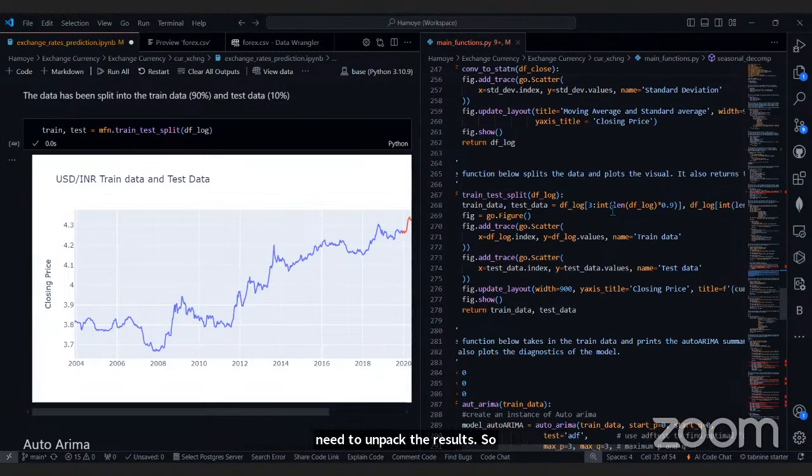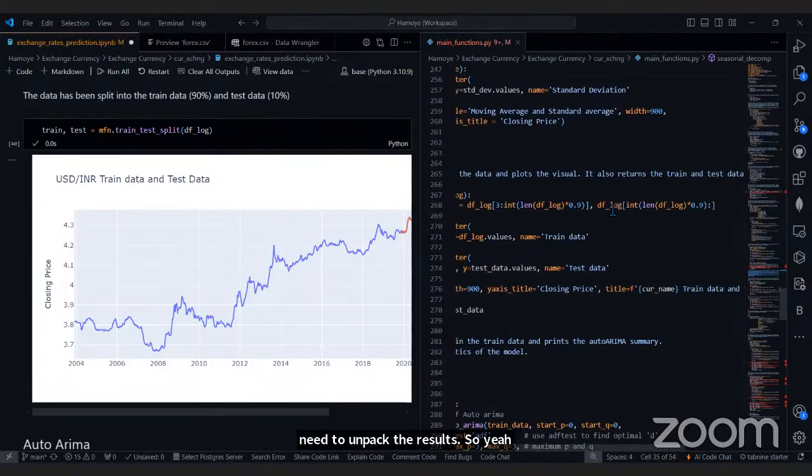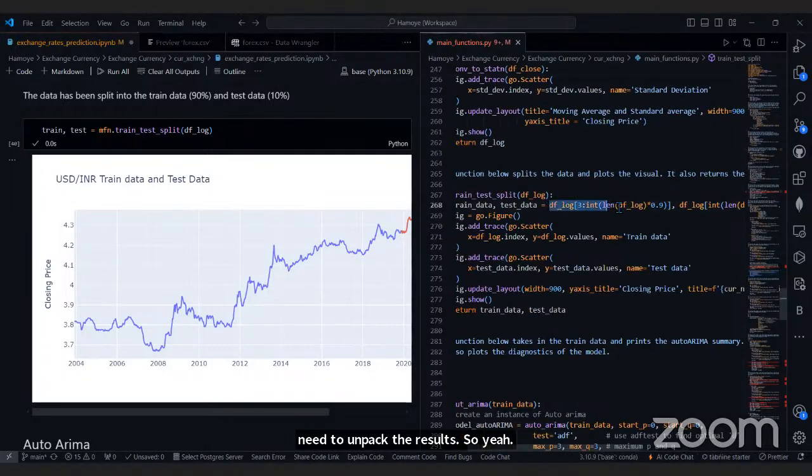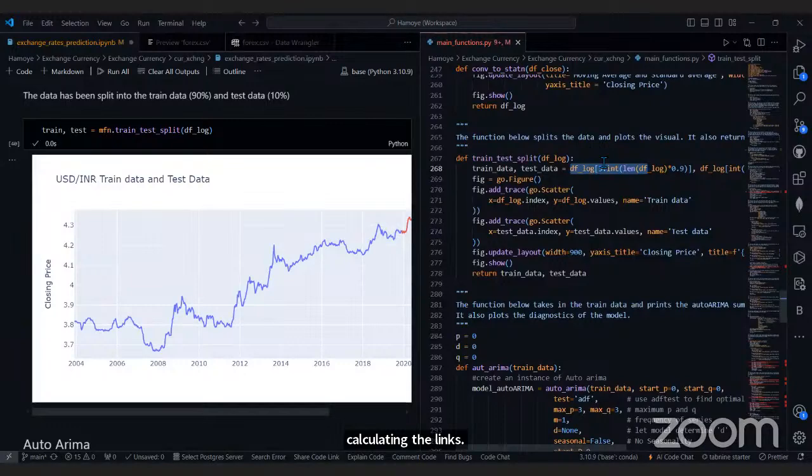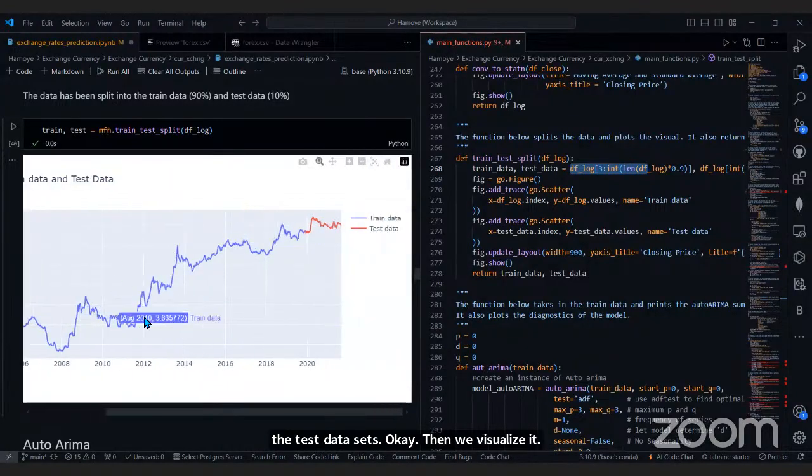So this is the whole transformation. This is where it's calculating the length, and this is where it splits it into 90 and 10. This indexing, just in case you're confused, is slicing it to separate the training and the test data sets. Then we visualize it. The blue one is our training data set, and from here is our test data set. When we do prediction, we're also going to see if it makes any sense.